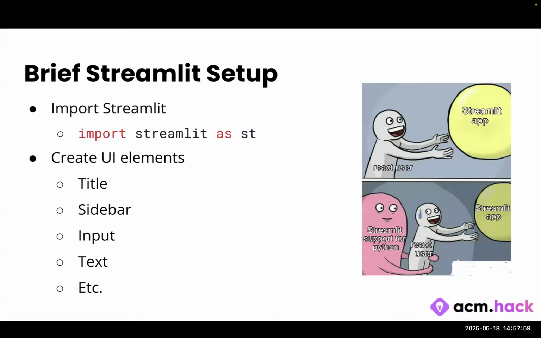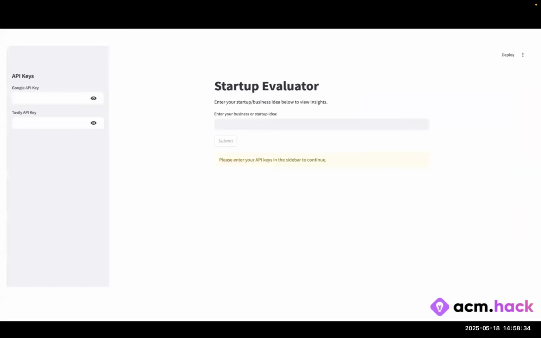So we'll start with a brief Streamlit setup, just so you know how it works. We have to start by importing Streamlit at the top of our file. So that's just a simple import statement. Import streamlit as st is the standard here. And from there on, you can create UI elements. Just to name a few, we have title, sidebar, input, text. Streamlit offers everything you need, basically. So just so you can see here how it would look, this is our website for the startup evaluator.